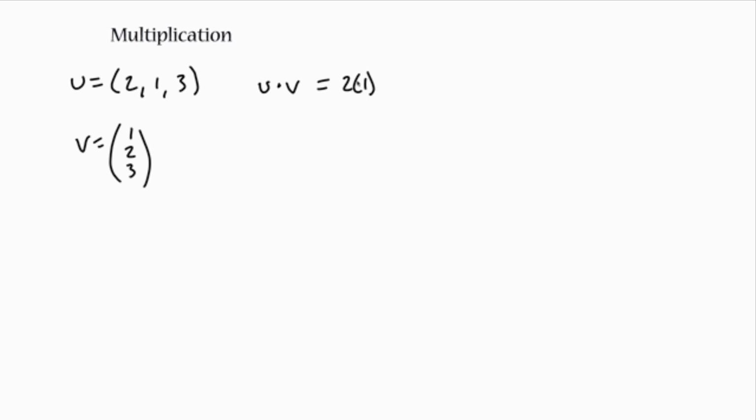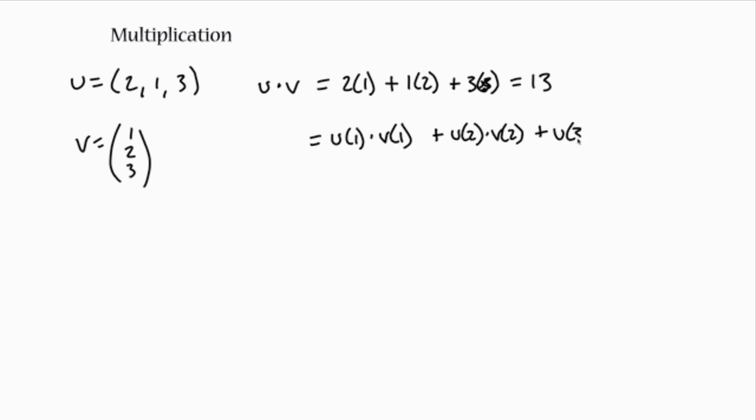So it's going to be 2 times 1, plus the middle ones, 1 times 2, plus the end ones, 3 times 3. Which is 13. So what I actually did there was U1 times V1 plus U2 times V2 plus U3 times V3. And you can do this as long as they have the same number of elements.